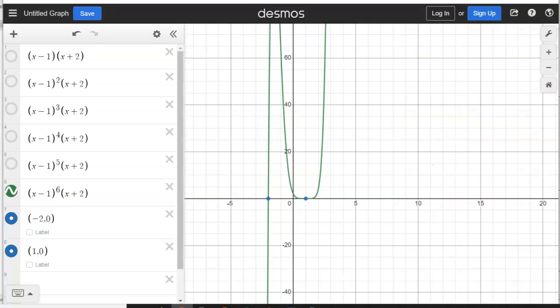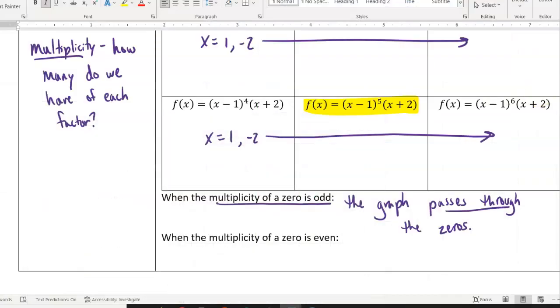Let's go back to our notes. So when the multiplicity of a 0 is even, it's going to bounce at that point. So anytime there's an odd multiplicity, and if there's just one of them, that's an odd multiplicity, it passes through that point. If there's an even multiplicity like this one, we know that it's going to bounce at that 0. So let's look at one last example.